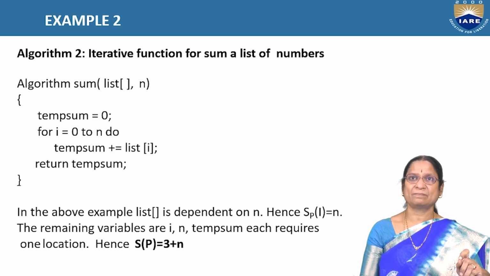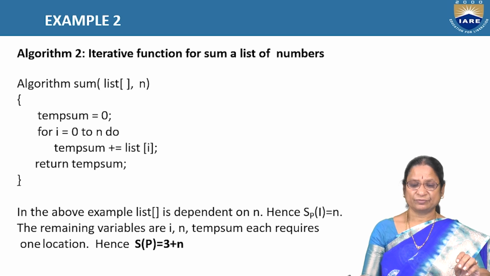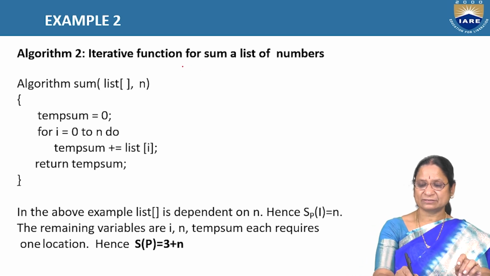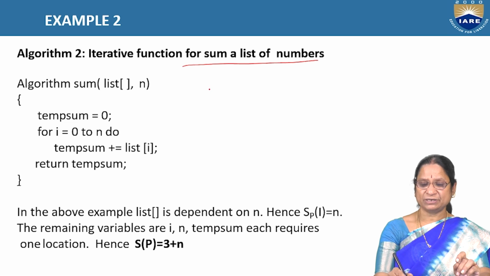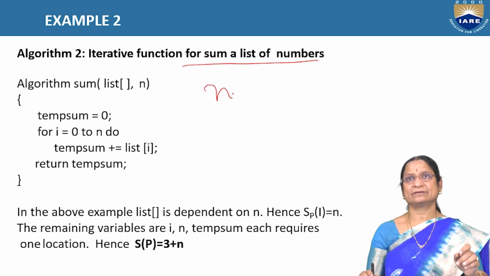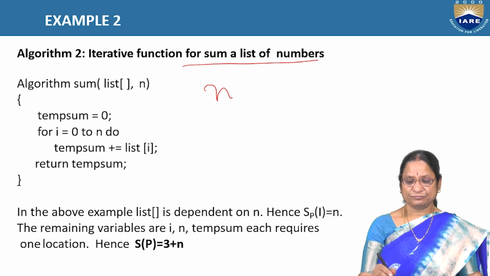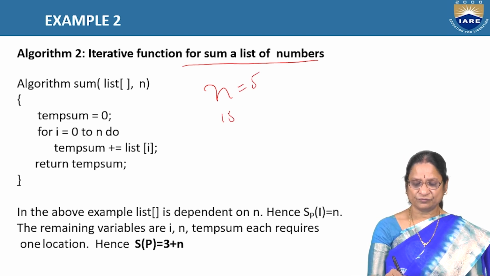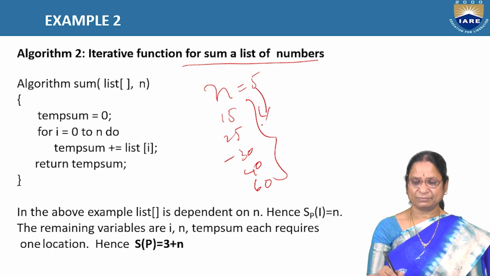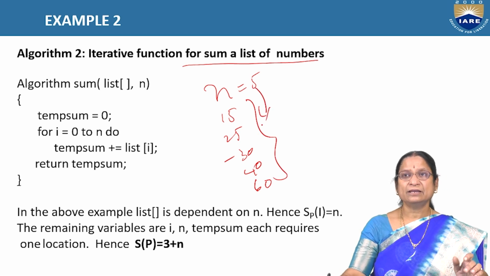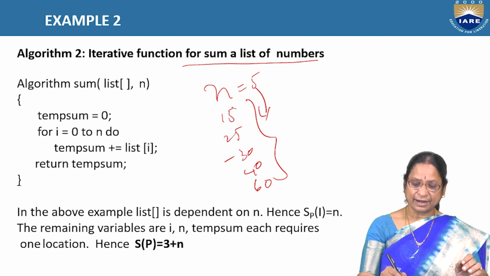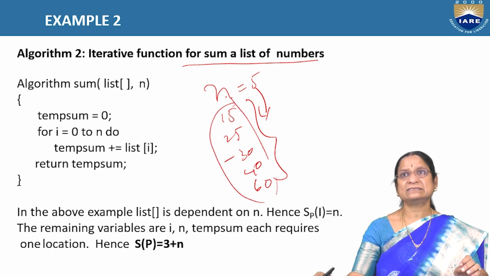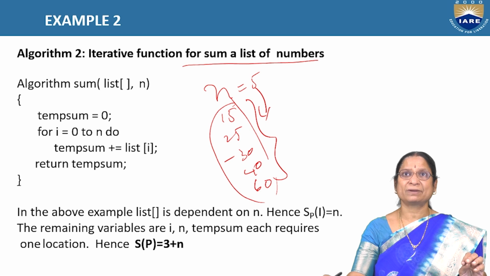Now we'll take some other example. Iterative function of sum of a list of numbers. Let us assume that I am reading a list of n numbers. For example, n is equal to 5. How many elements am I supposed to give? 15, 25, minus 30, 40, 60. Five elements must be provided. Depending upon n, the list of numbers must be provided and all the numbers must be summed up. This is our problem actually.